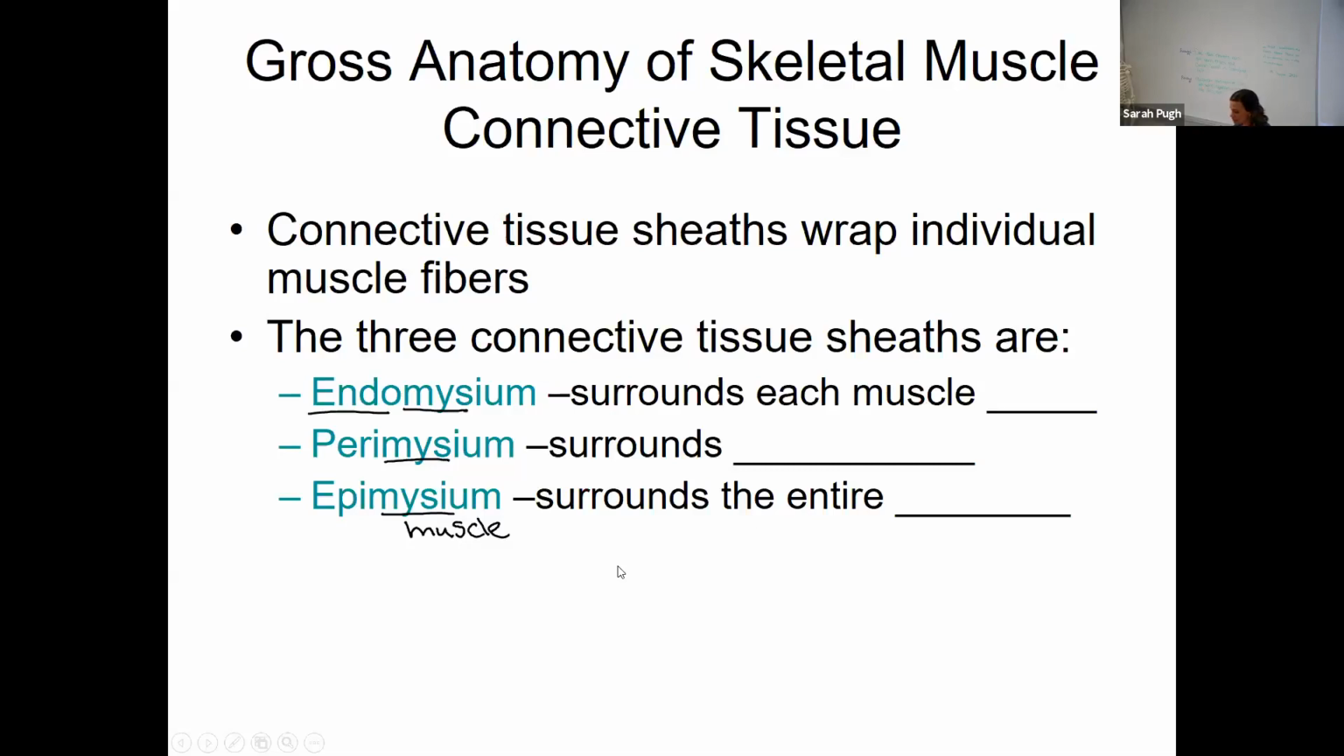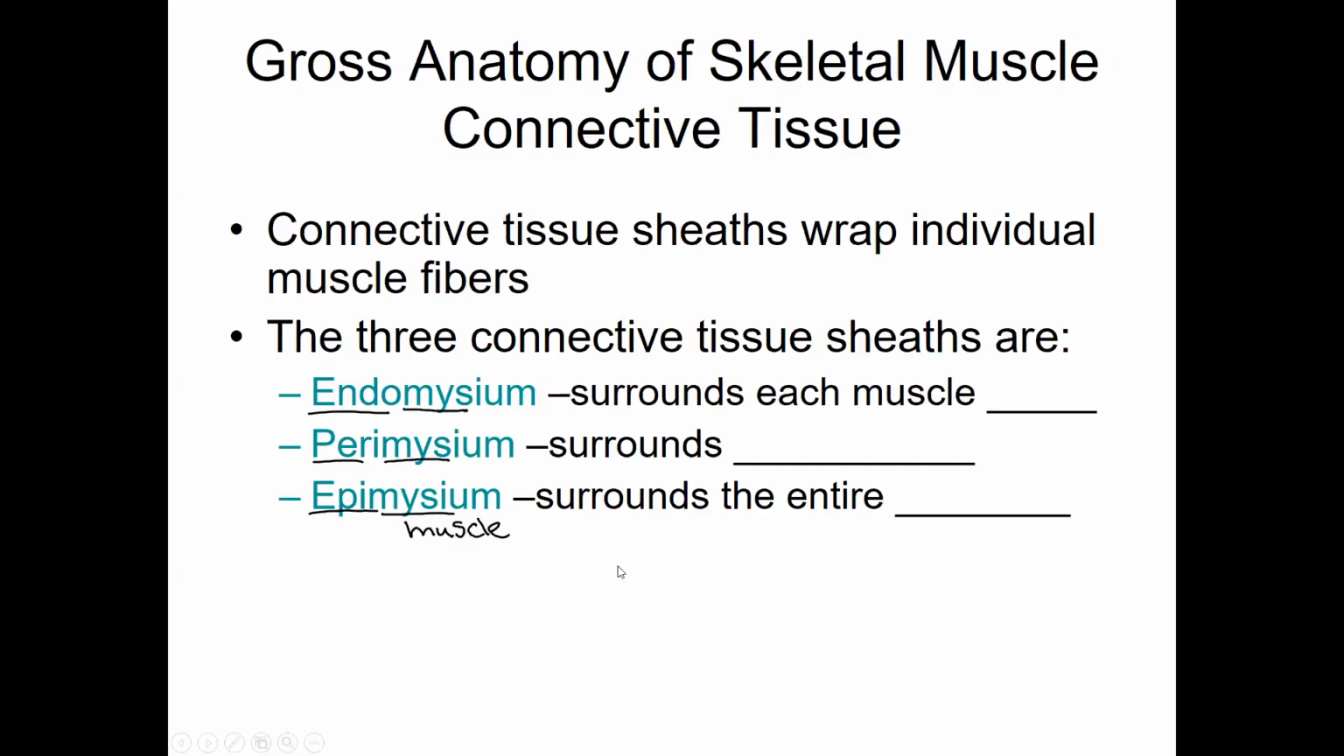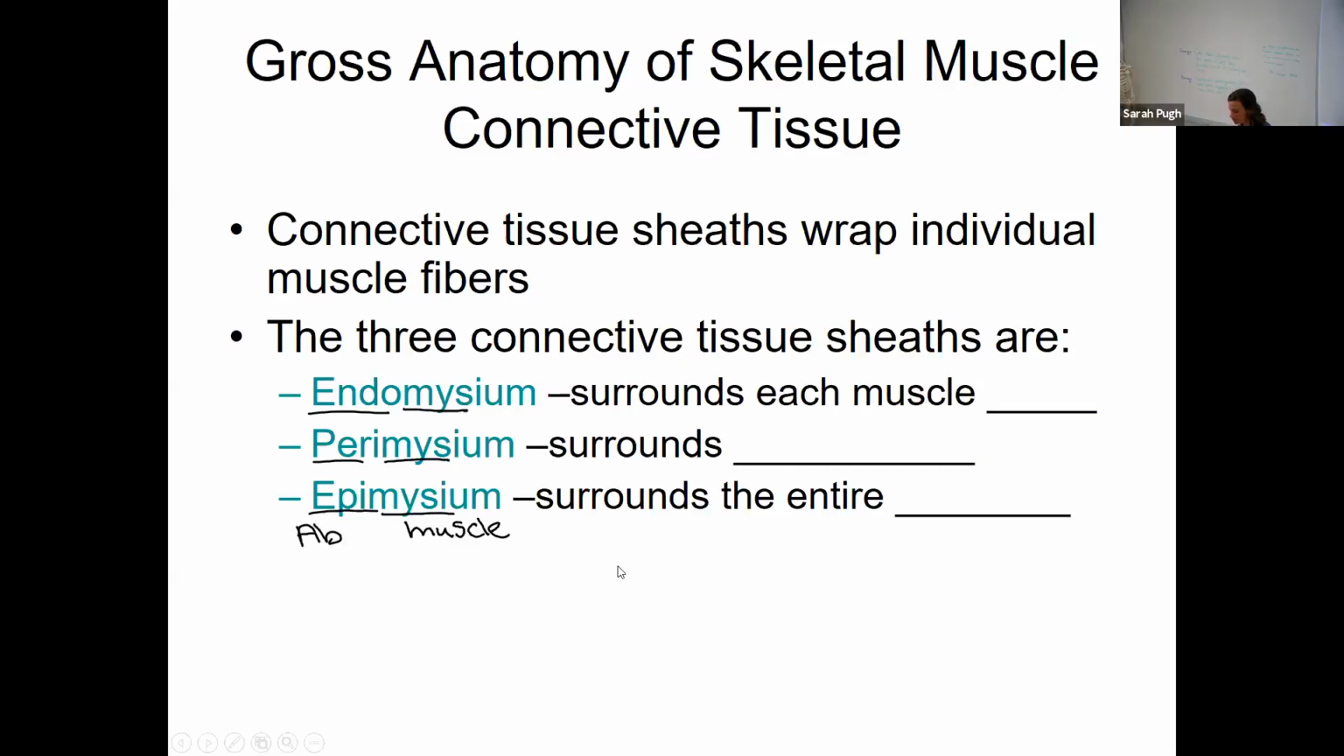We have endo, peri, and epi. So I'm going to start at the bottom one, epi. What does epi mean? Think epidermis. Above. Yeah, it means above. So right there, we have just figured out that epimysium means it's above the muscle. This is the connective tissue covering that sits on top of the muscle. So it surrounds the entire muscle.